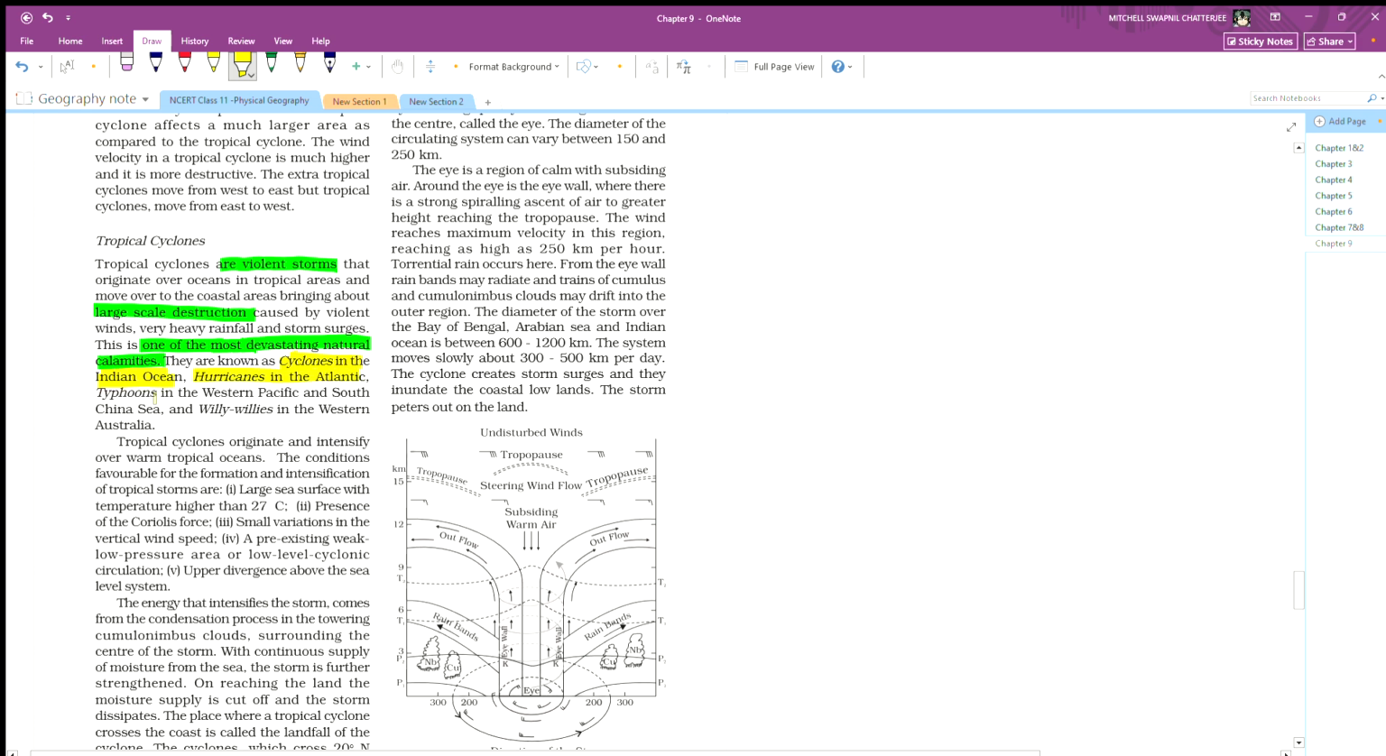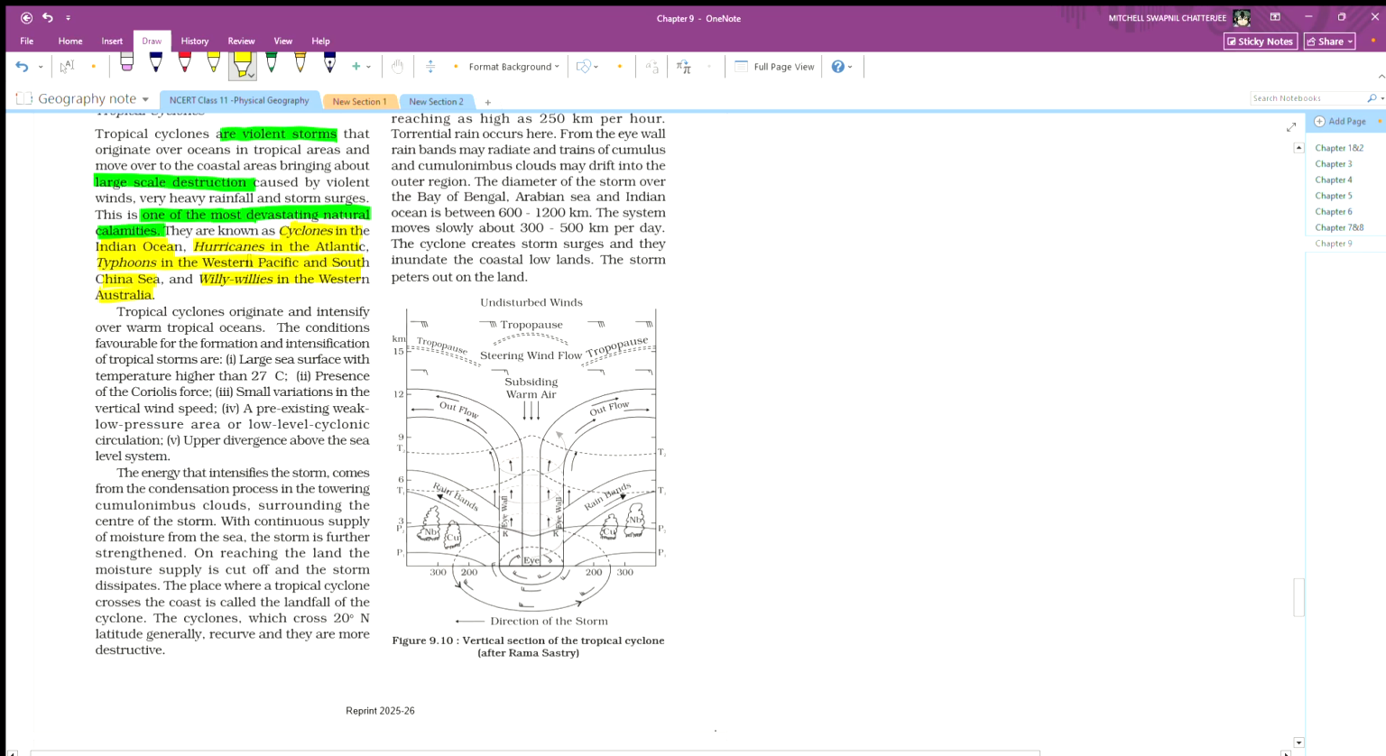Hurricanes in the Atlantic, typhoons in the Western Pacific and Southern China Sea, and Willy-Willies. Wow, this is hilarious. Okay. So tropical cyclones originate and intensify over warm tropical oceans.